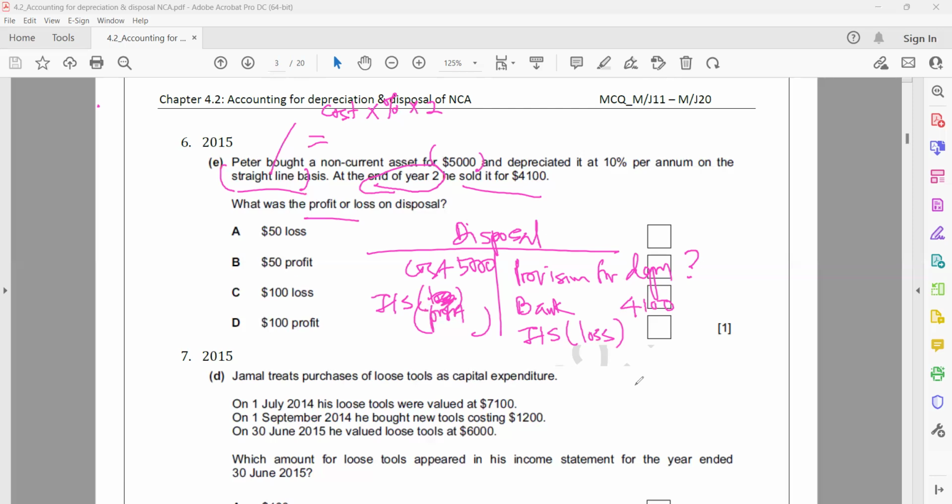$100. Pardon? 1,000. You get 1,000 here. Let me count. 5,000 times 10% times 2. This is 500. Okay, 1,000. So this is 1,000. So total 5,000. This is 5,000. So this one is a profit of 100. Okay, next.